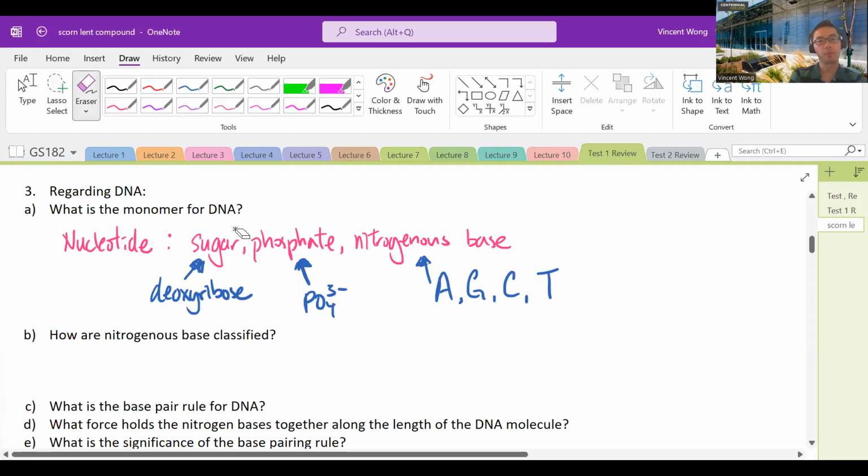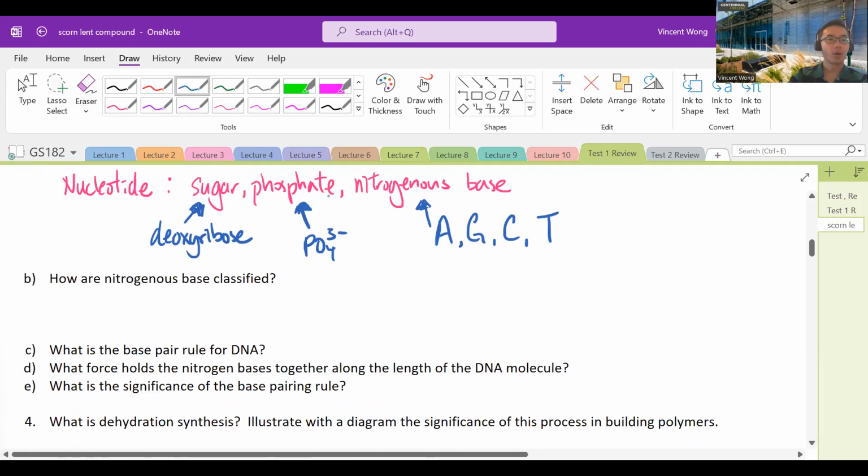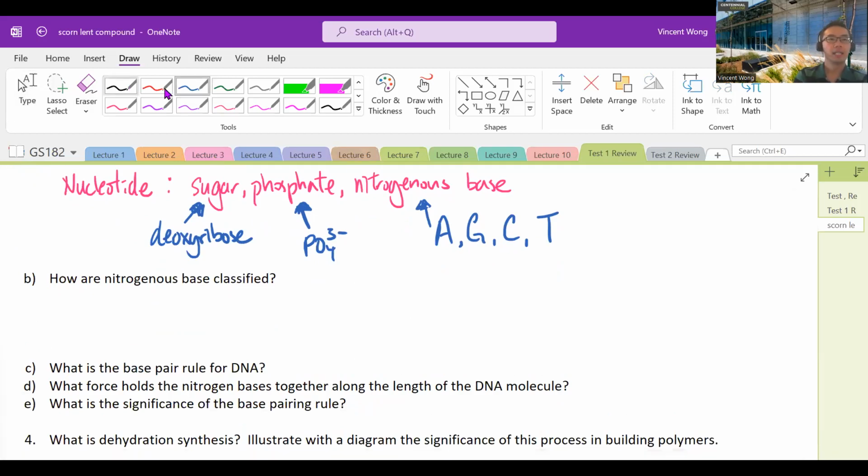But you'll be correct if we also include RNA. Okay, so uracil is found in RNA and not DNA. So there we go. Those are the nitrogenous bases. So how are nitrogenous bases classified? You might remember we can either classify them as pyrimidines. Pyrimidines are T and C.